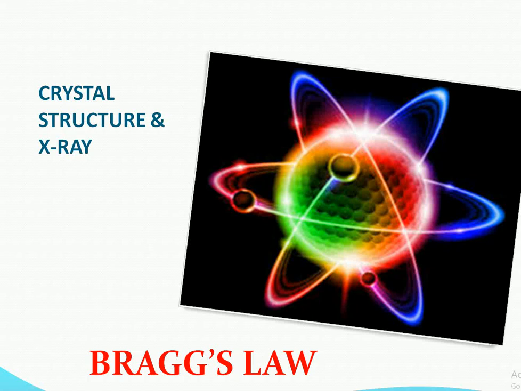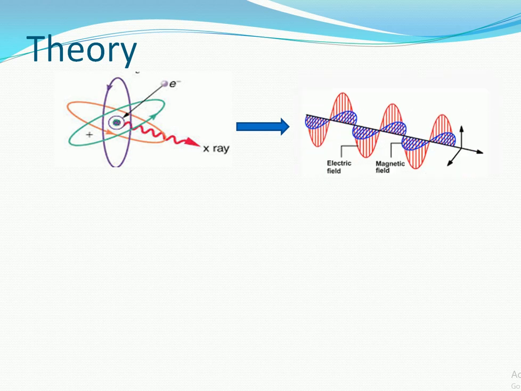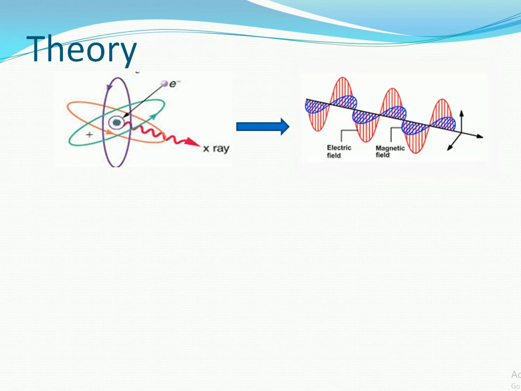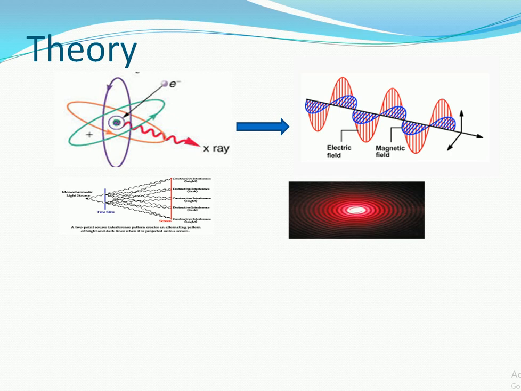Hello students, in this video we are going to see Bragg's law. In the last lecture we have seen X-rays, and in the properties of X-rays we have observed that X-rays are electromagnetic waves. So X-rays show the phenomena of interference as well as diffraction. The diffraction of X-rays is possible by using a crystal.